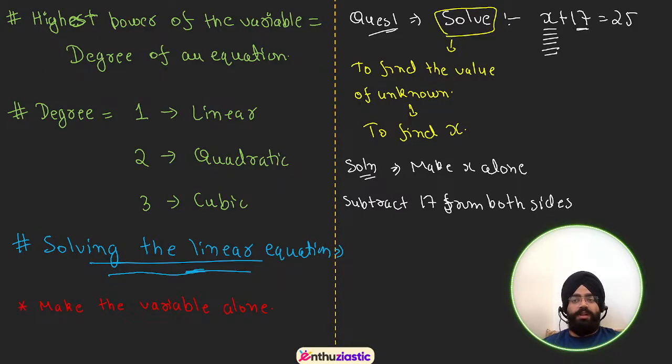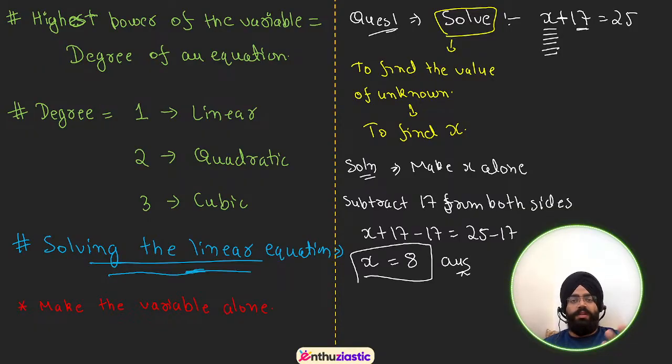To remove the number 17 as it is being added, we have to do minus of it. So if you are doing minus 17, on the other side you also have to do minus 17, right? So 17 minus 17 will be 0, so x plus 0 will be x, and 25 minus 17 will be 8. That is your answer. See how simple it is.